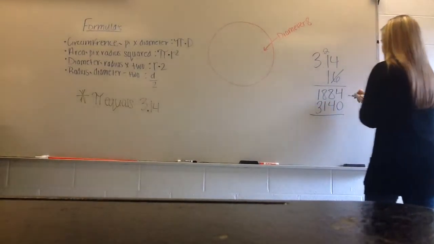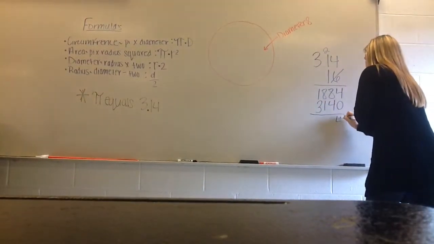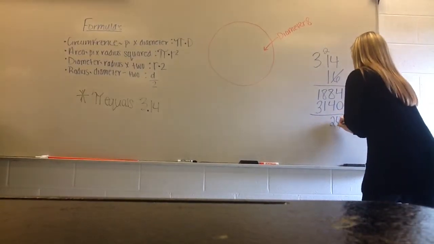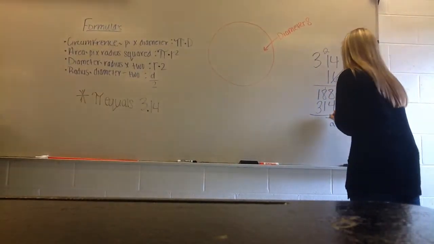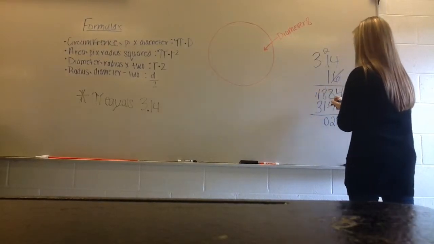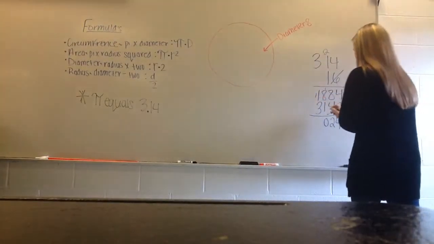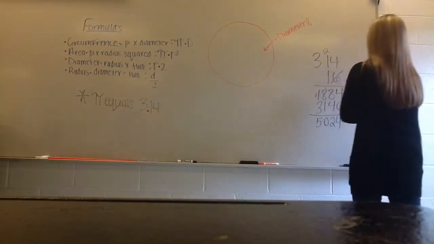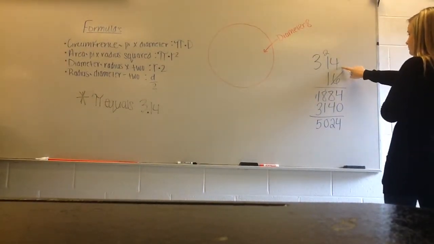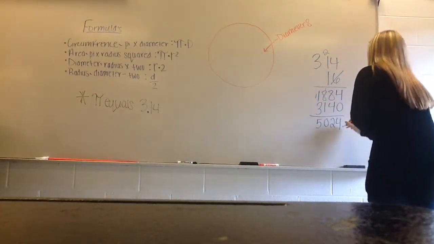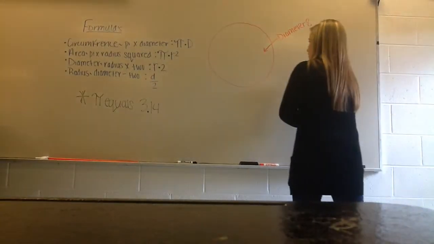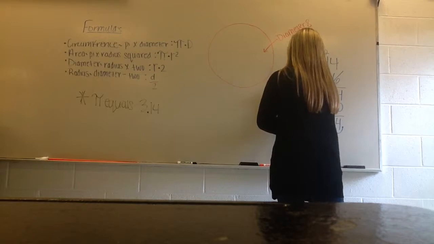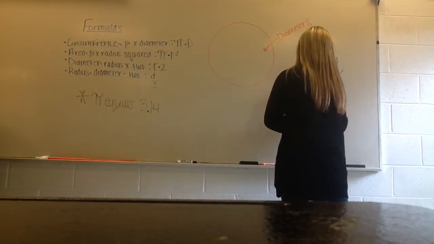So now we add, we have 4 plus 0, 4. 8 plus 4, which is 12. Bring over our 1. 8 plus 1 is 9, plus 1 is 10. Bring another 1 over. 3 plus 1 is 4, plus 1 is 5. So now we count how many numbers are after the decimal. So there are 1, 2, so we're going to move our decimal point 2 places to the left. Your area is 50.24.